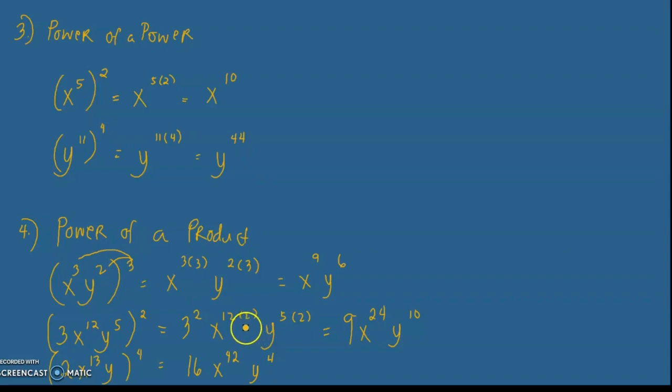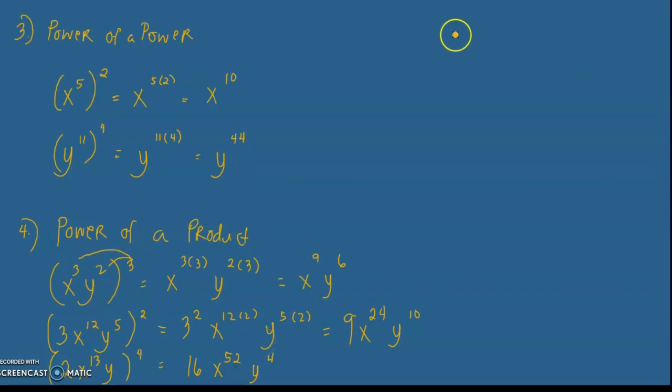Okay? Or rather, this x raised to 42 is 52. 52 po pala. Sorry po. So it's x raised to 52. For the correction.